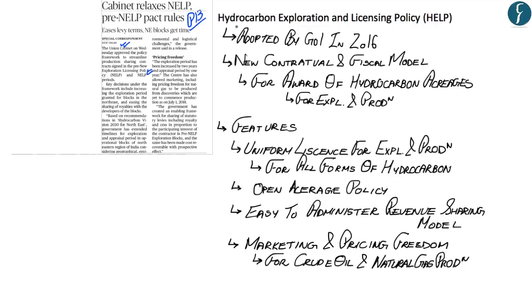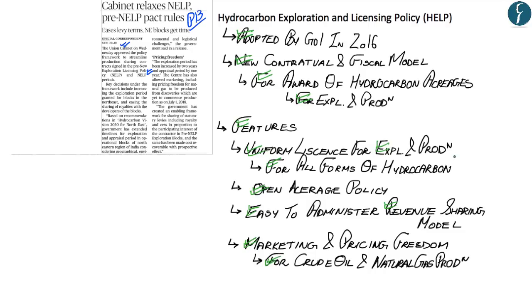Hopefully, up till here, you have understood that the Hydrocarbon Exploration and Licensing Policy was adopted by the Government of India in 2016 and that it would have a new contractual and fiscal model for award of hydrocarbon acreages for exploration and production. The main features of this policy are a uniform license for exploration and production for all forms of hydrocarbon; an open acreage policy, wherein acreage means the extent or an area in acres; an easy to administer revenue sharing model; and marketing and pricing freedom for crude oil and natural gas production.